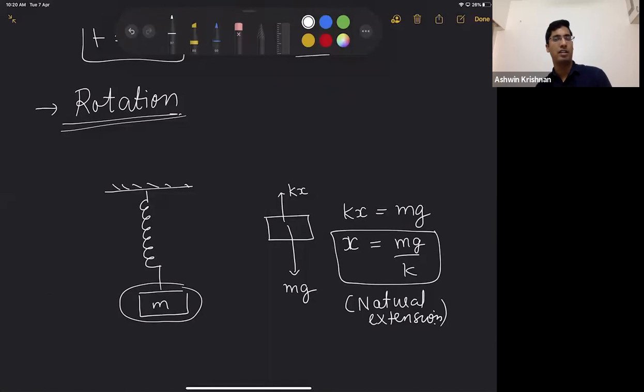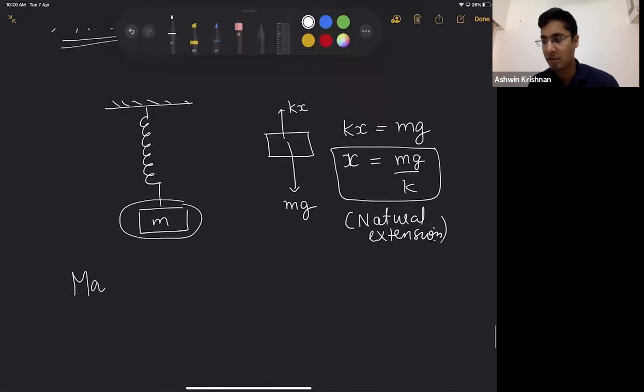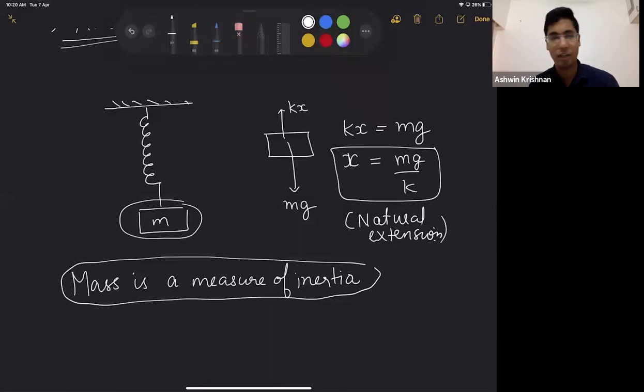Inertia is not a particular physical measurable quantity. Mass is a measure of inertia.